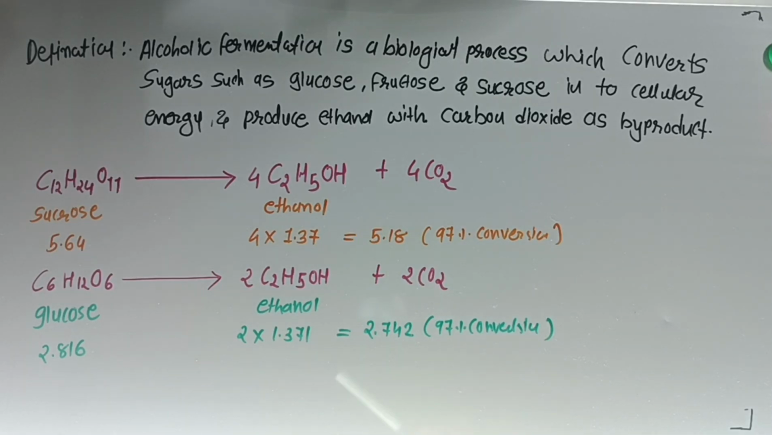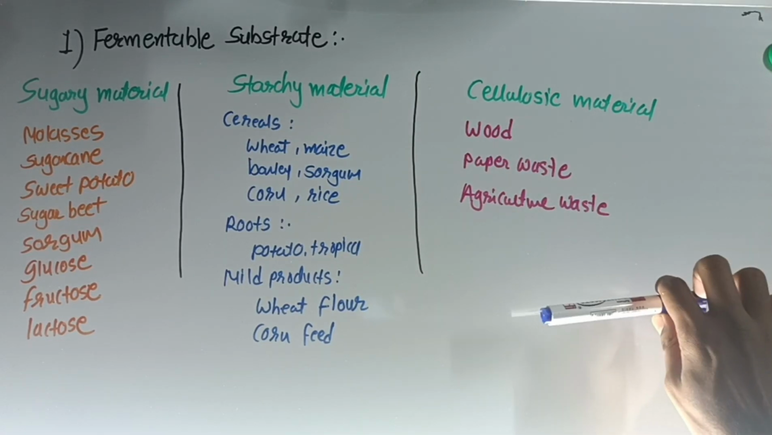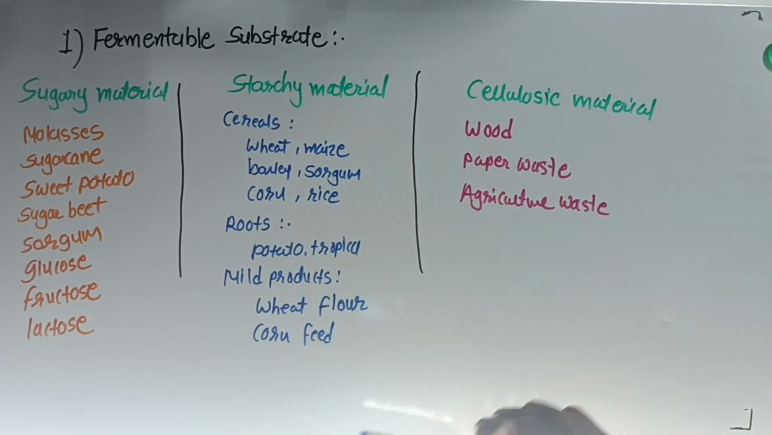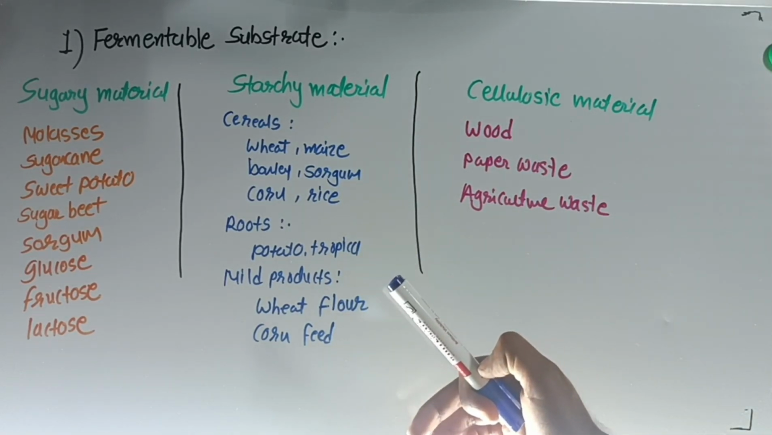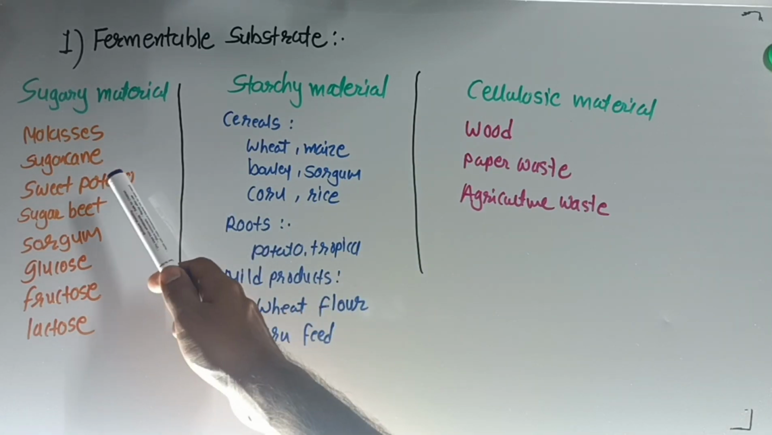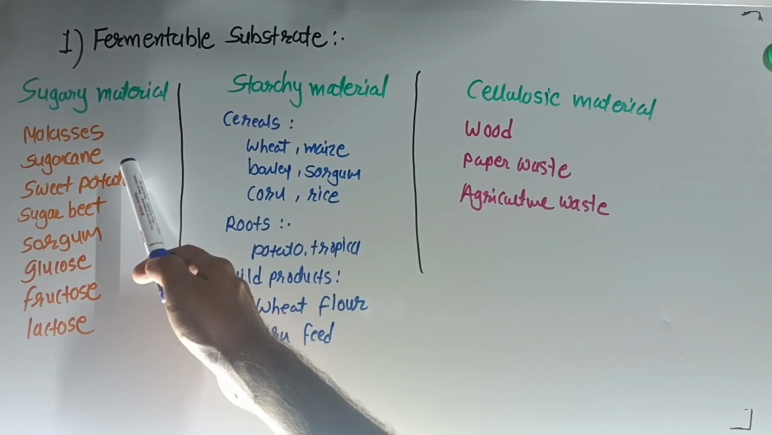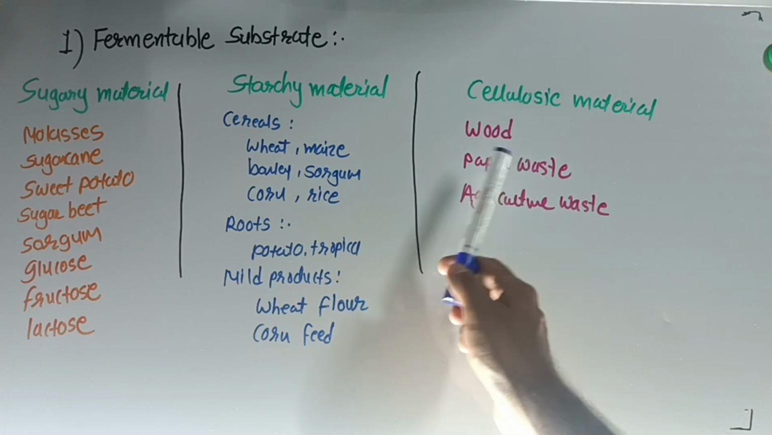Next, we are going to discuss fermentation media and fermentation substrate. Let us start first with the fermentable substrate. What kind of fermentable substrate can we use to initiate the process? Three kinds of substrate we can use: sugary, starchy or cellulosic material.